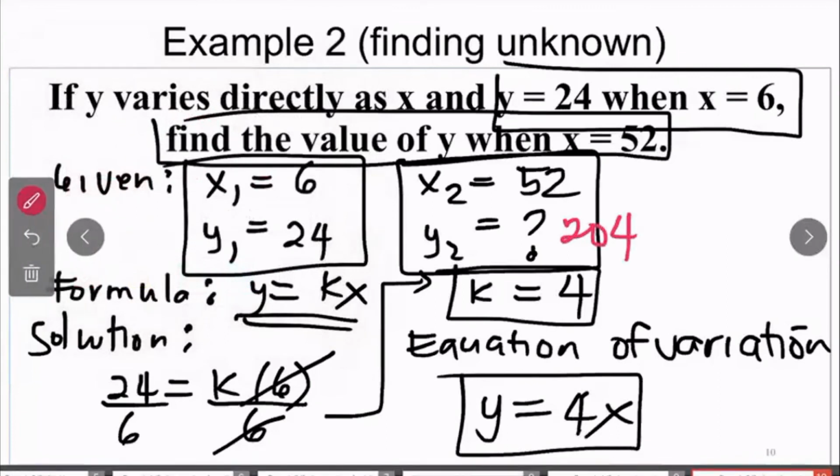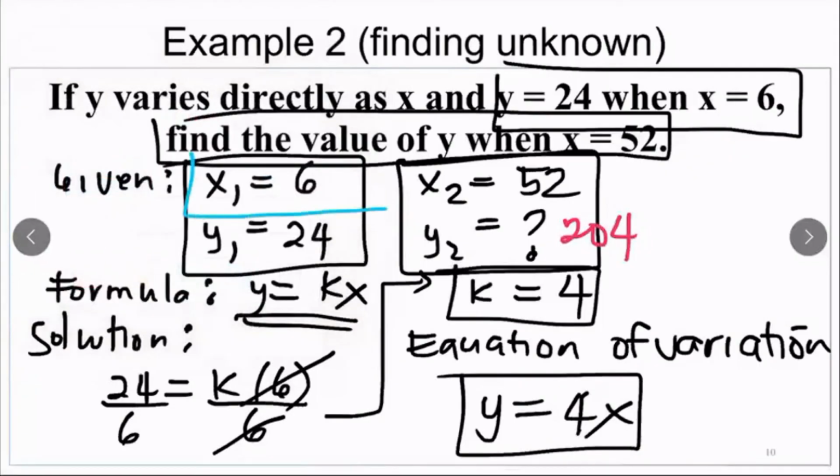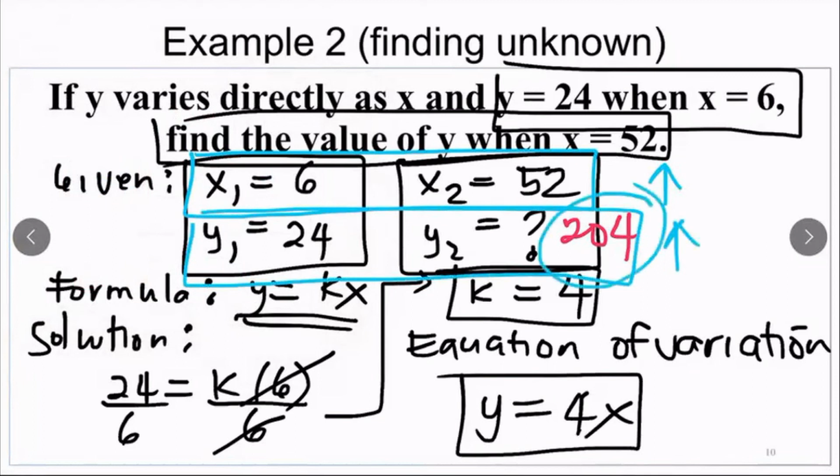Let's see. According to here, we have x sub 1 going to x sub 2. It increases. Next, our y sub 1 to y sub 2, it also increases. So therefore, 208 is our final answer. Therefore, y sub 2 is equivalent to 208.